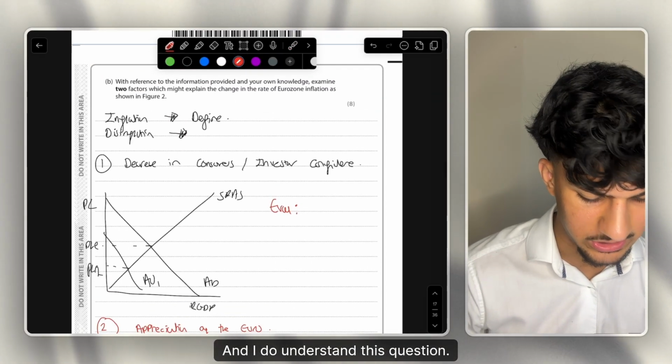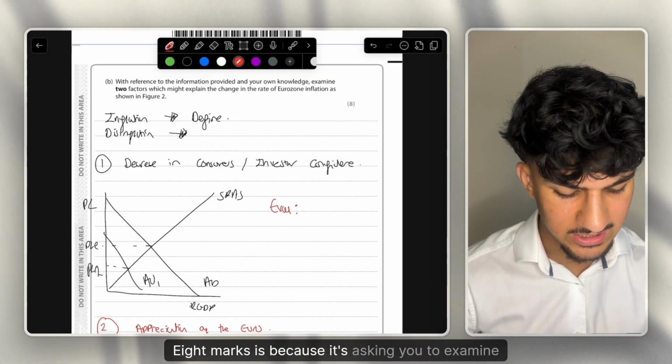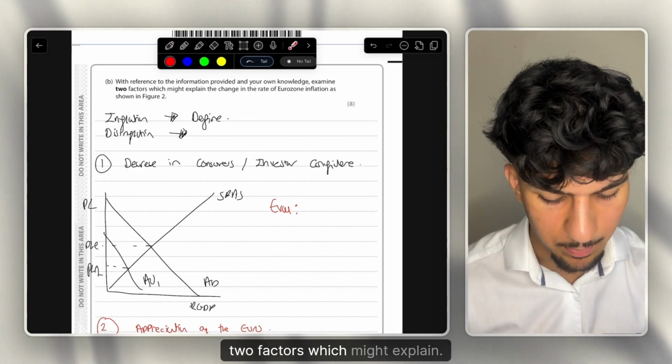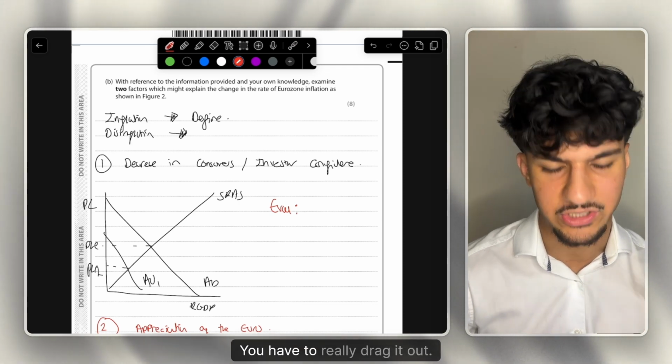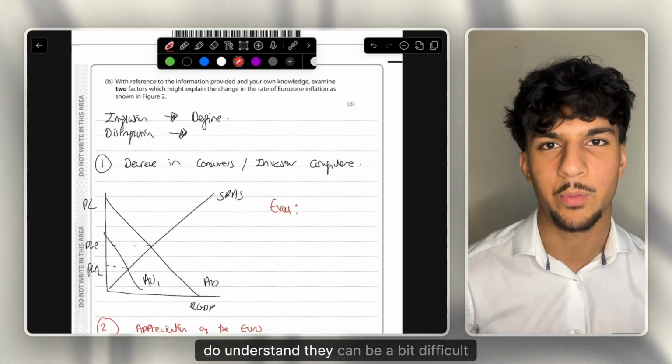And I do understand this question, 8 marks, is because it's asking you to examine 2 factors which might explain. It's again a bit of an inference. You have to kind of think of them yourself. You have to really drag it out of the extract. I do understand they can be a bit difficult sometimes.